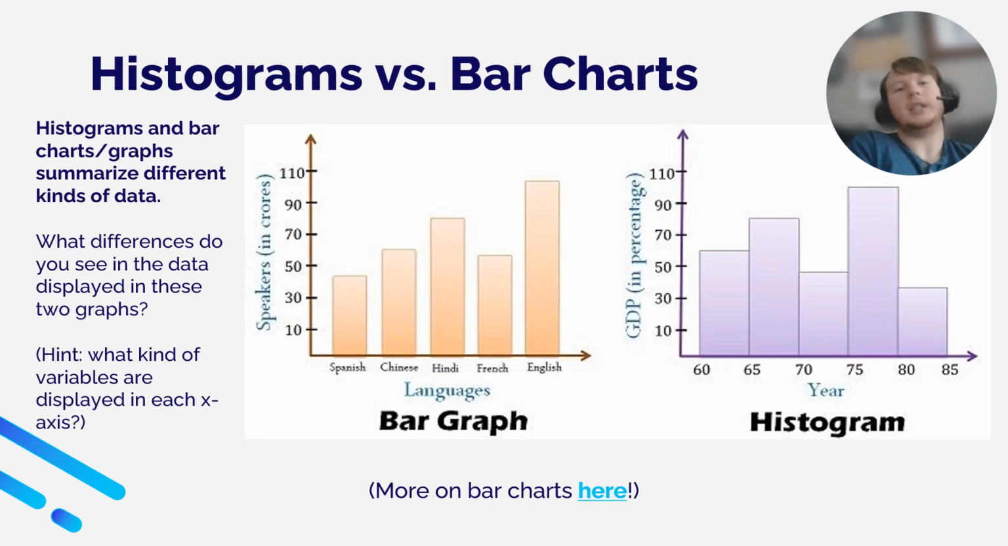We want to take a moment to distinguish a histogram from a bar chart. The quick and easy distinction is that a histogram will have a continuous variable on its x-axis, whereas a bar chart or a bar graph will have some kind of categorical variable on that x-axis. Typically, it's a nominal variable. You can see in this example that languages obviously are not a continuous x variable, they're categorical. Meanwhile, year is something that can be put in order and is in fact continuous.